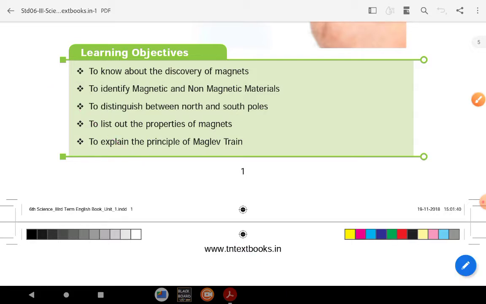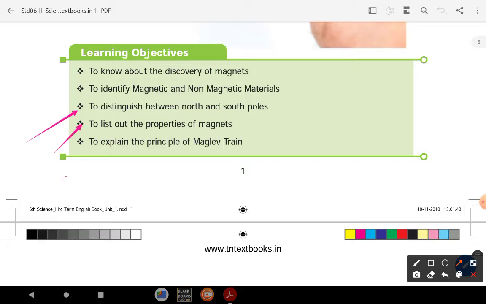And then the third one, to distinguish between north and south poles. There are two poles in a magnet, and the names of the two poles are north pole and south pole. How will you find out the difference, distinguish between the north and south poles? You will be able to do that once you complete the lesson. Then you have to list out the properties of a magnet. What are the properties of the magnet? That we're going to see.